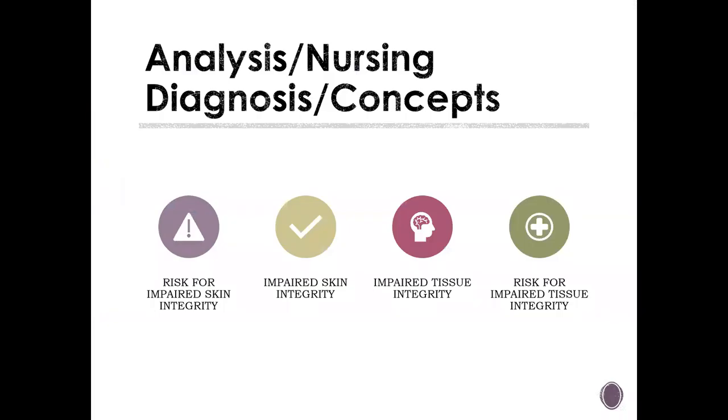So we moved through all of our different things that we want to assess. Now we're looking at analyzing what we've assessed and coming up with our nursing diagnoses and our nursing concepts. So what's appropriate for people that have wounds? We're going to want to narrow in on either they're already having impaired skin or they're at risk for it, or they could be at risk for an infection, you can be at risk for pain and things like that. So all of that would be appropriate.